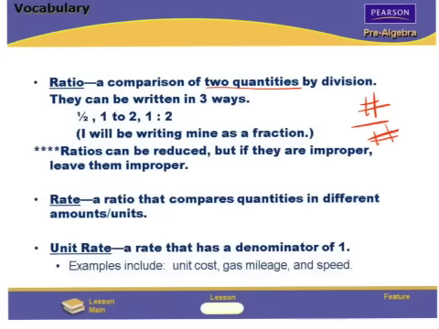A rate is another term that you need to know. It is a ratio that compares quantities in different amounts and units. And we can also find a unit rate. It has a denominator of 1, or it's talking about just one thing. And we're talking about unit cost, maybe mileage and speed. And we'll get to those problems in just a moment.